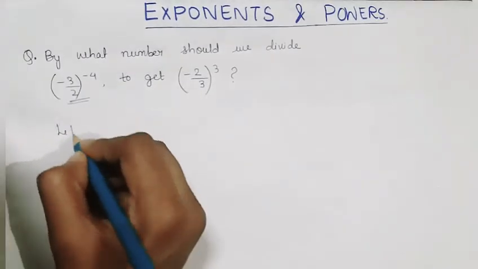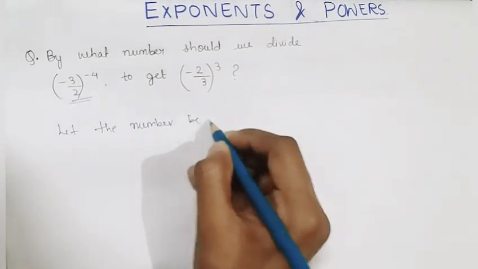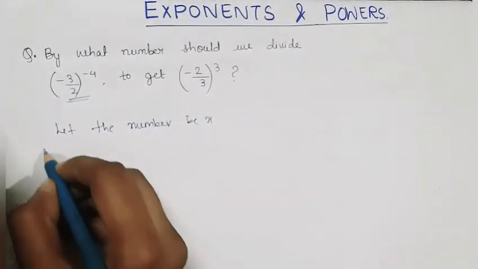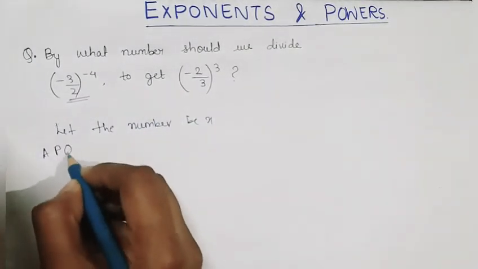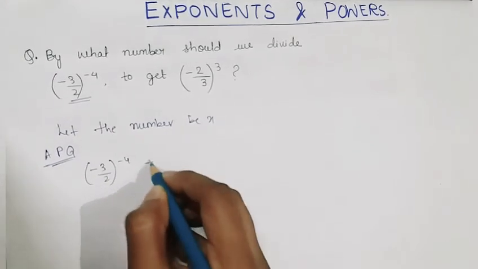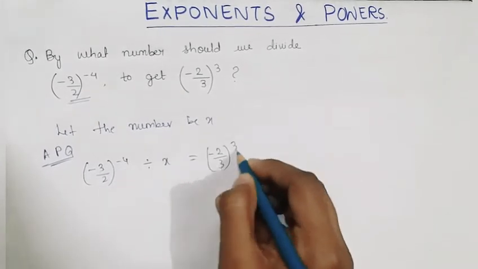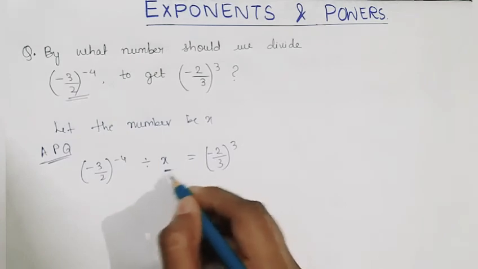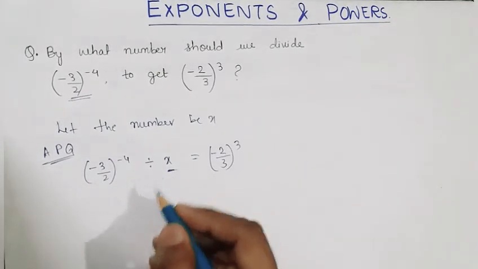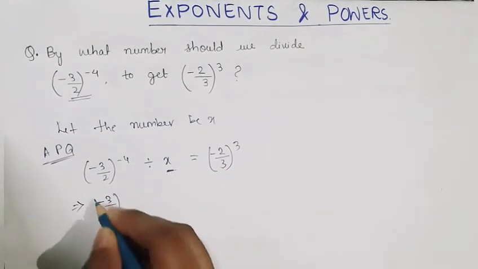So let the required number be x, which is to be divided by this. As per the question, (-3/2)^-4 divided by this number x should be equal to (-2/3)^3. And we have to find the value of this x. So we got a linear equation and we have to solve it now. So this will be written as it is.